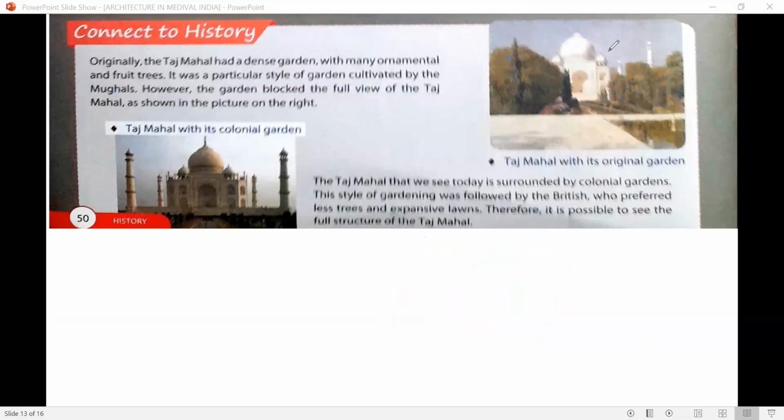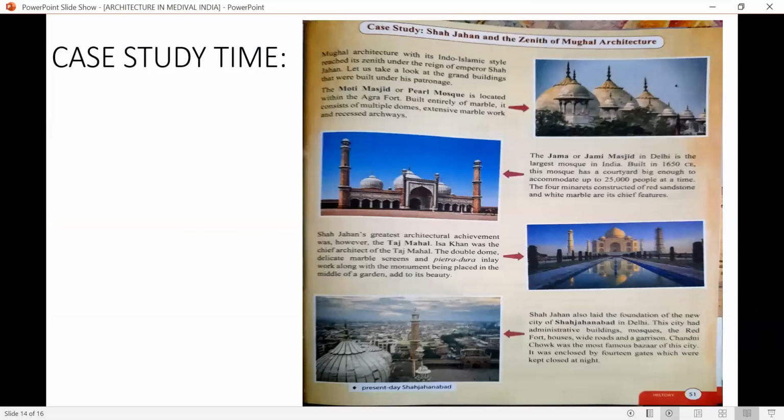Now we are going to the next topic, which is the case study. It's case study time. We can see Shah Jahan and the Zenith of Mughal Architecture, where the Indo-Islamic style reached its zenith under the reign of Emperor Shah Jahan. Under Emperor Shah Jahan, a lot of masjids and mahals were made, and he also made a city in his name.